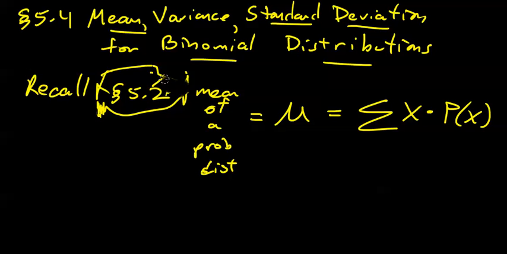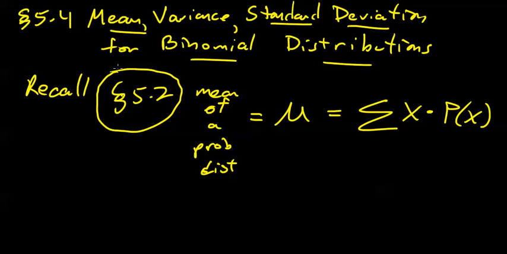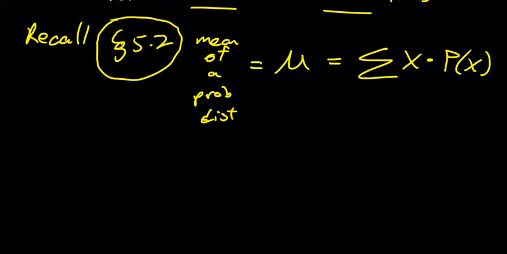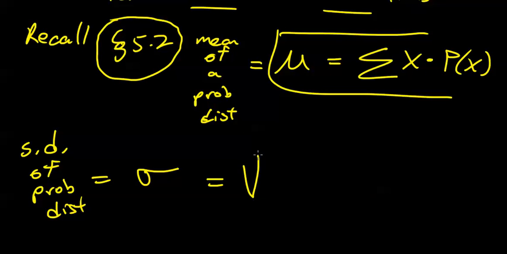I made a mess of that. Hang on a minute. Let me erase this whole thing here. Again, recall section 5.2, the random variable section. We established formulas for the mean of a probability distribution and standard deviation of a probability distribution. And the mean formula wasn't too bad, but the standard deviation formula was kind of nasty.